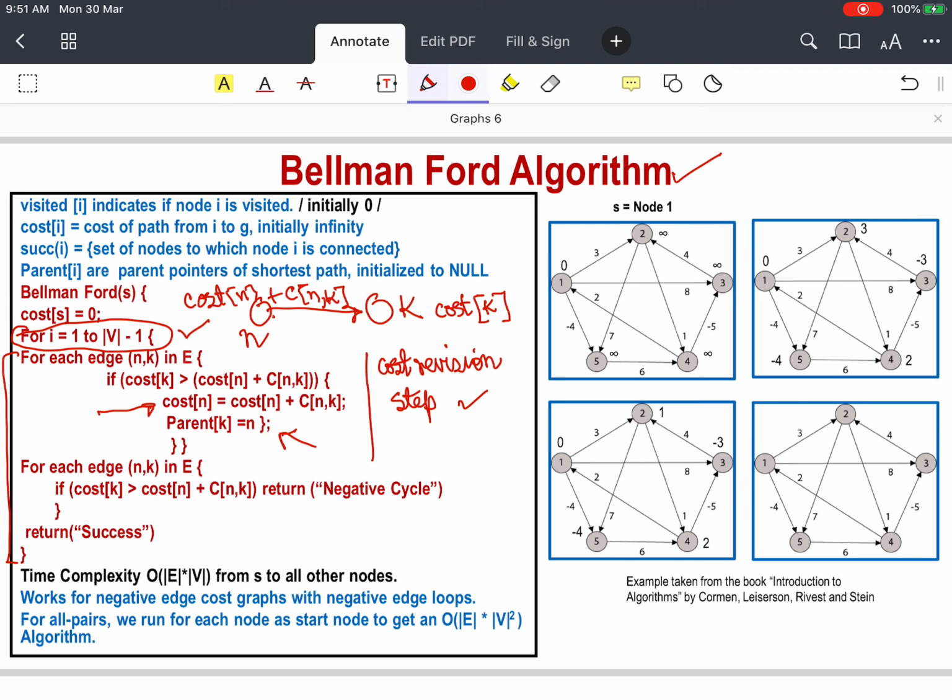By this, if at the end of this we come to any edge where this property still remains, it means that definitely there is a negative cost cycle, because the negative cost cycle is the only way in which you can get a path of length more than V-1 for which there is going to be a cost reduction. So this is the simple algorithm, and let us see how it works.